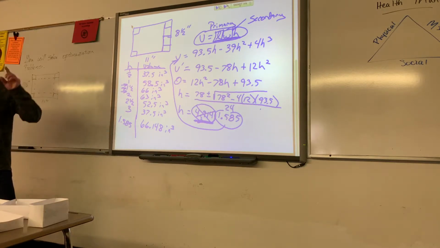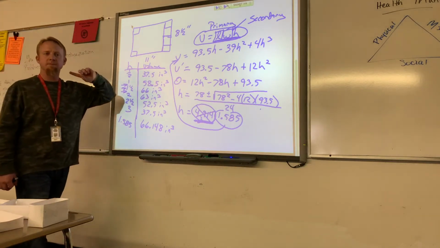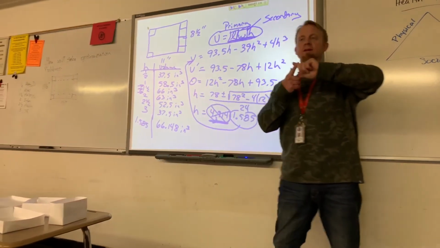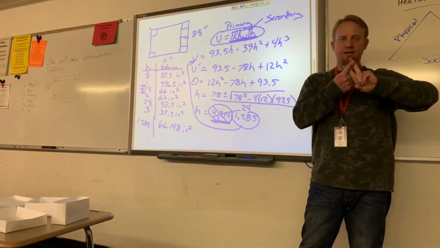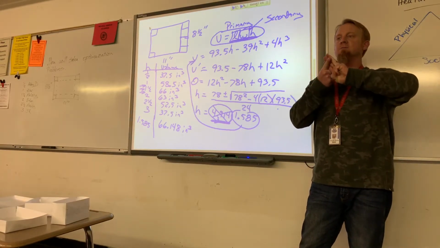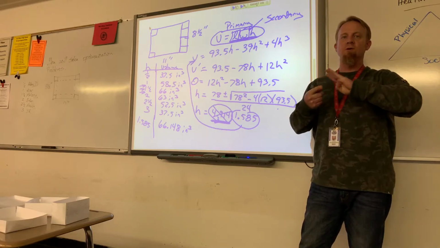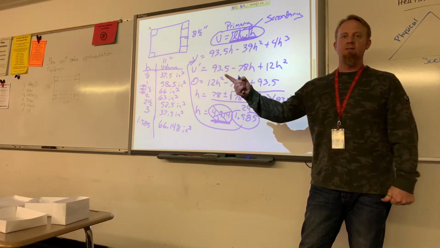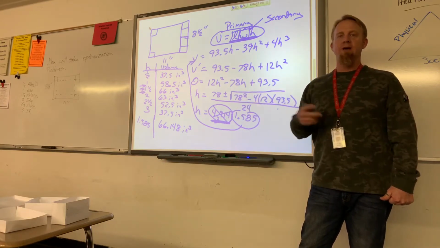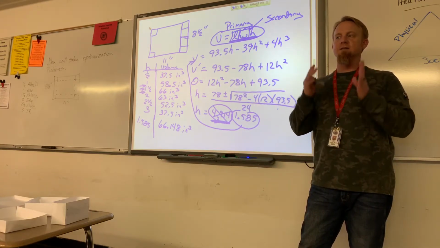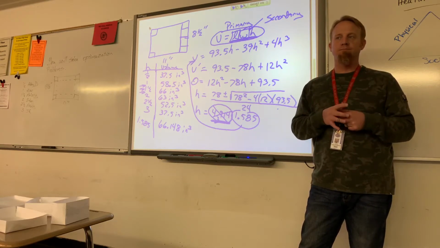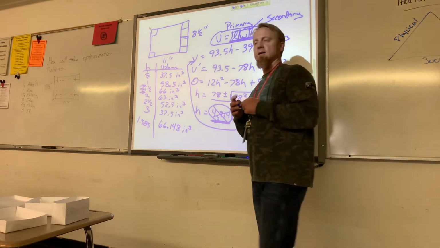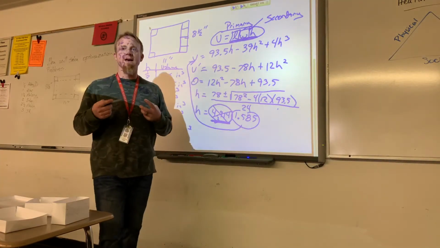So that's the process. Step number 1: identify your primary equation. Step number 2: identify your secondary equation. Step 3: substitute and reduce. 4: derivative. 5: set equal to 0 and solve. Then plug in and check your answers. That is working optimization problems. Got it? It's pretty slick. It's good stuff. We'll get into more of that tomorrow.